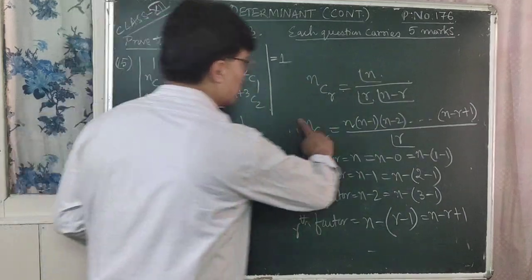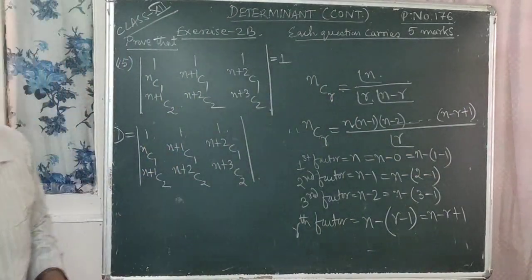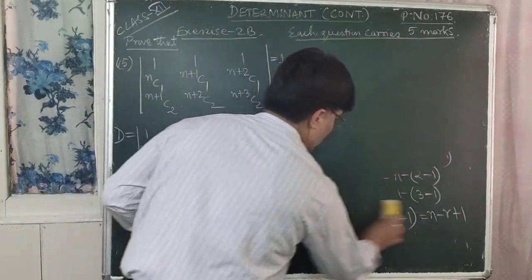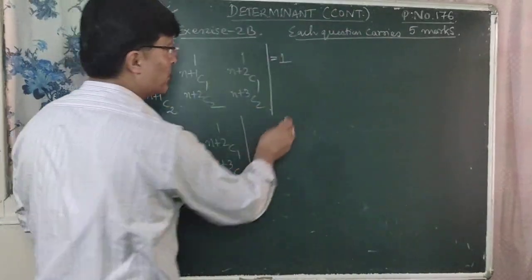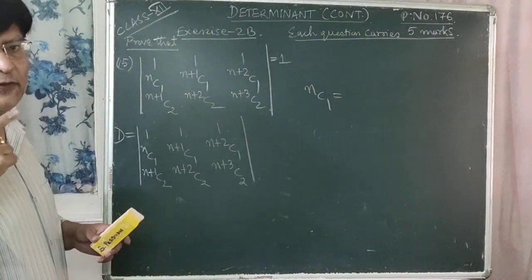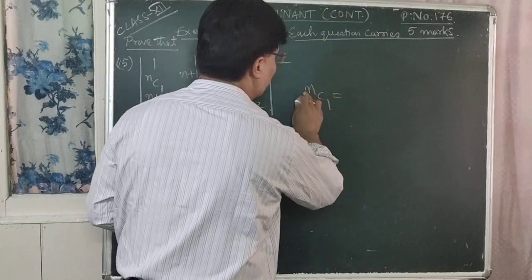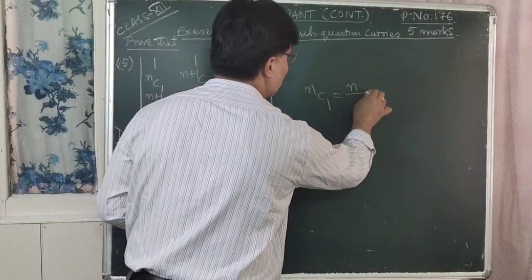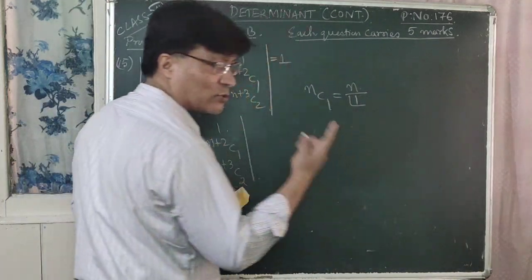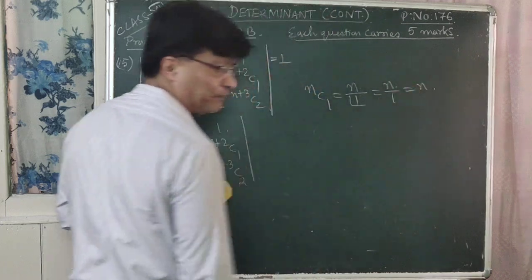We can use this factors formula while simplifying this determinant. Okay? So now, suppose you have NC1, what is meant by it? Starting from n, how many factors should be there? One factor. Starting from n, there should be only one factor, divided by factorial 1. So factorial 1 means 1, you know that, which is equal to n.